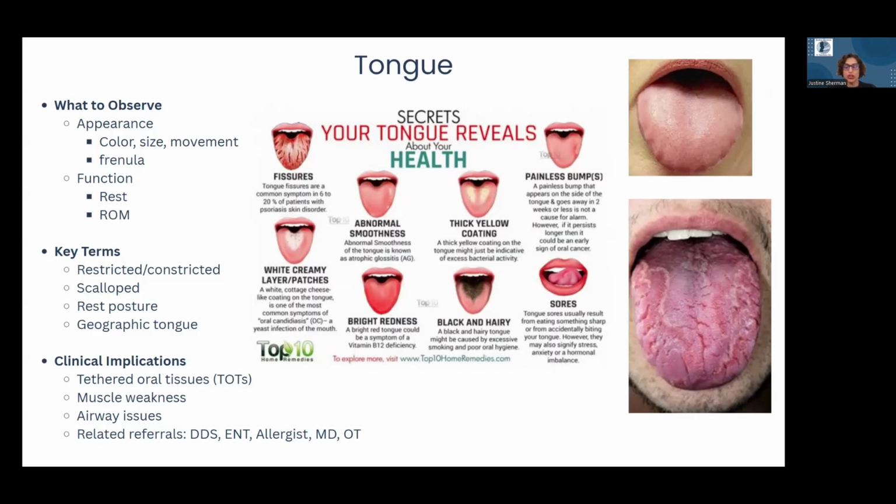So at rest, we're looking at the size of the tongue, the overall texture, the presence of scalloping on the lateral borders here, and also the resting posture. Where is that tip of the tongue? Is it up on the alveolar ridge or is it low and forward in the oral cavity? So again, we talked about resting posture and how that affects airway space, so I won't go into that again.